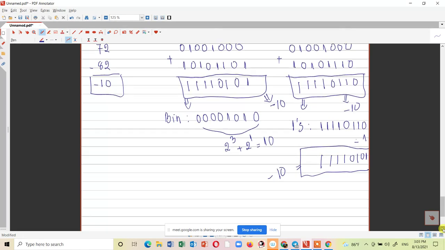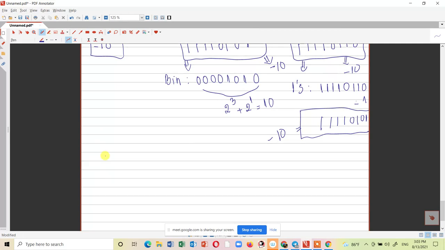So this one is equal to minus 10 also. In this case, please remember this point. I just write 1 1 1 1 0 1 0 1 in one's complement, equal to 1 1 1 1 0 1 1 0 in two's complement, but this is equal to minus 10 also. Different symbols, but the same value for one's complement and two's complement. This is the result of our operation in one's complement and two's complement.